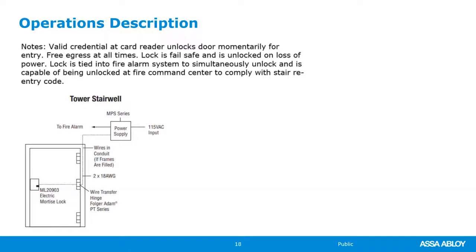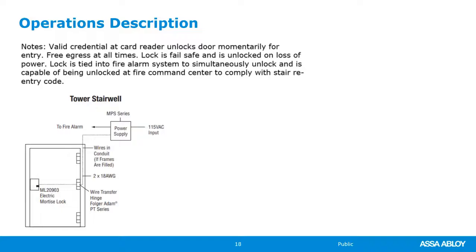So in this case, the valid credential at the card reader unlocks the door momentarily for entry. Free egress at all times. The fire marshal is looking for that because if there is not free egress, then you need to meet one of the special locking arrangements or some exception in the code, and that needs to be noted.